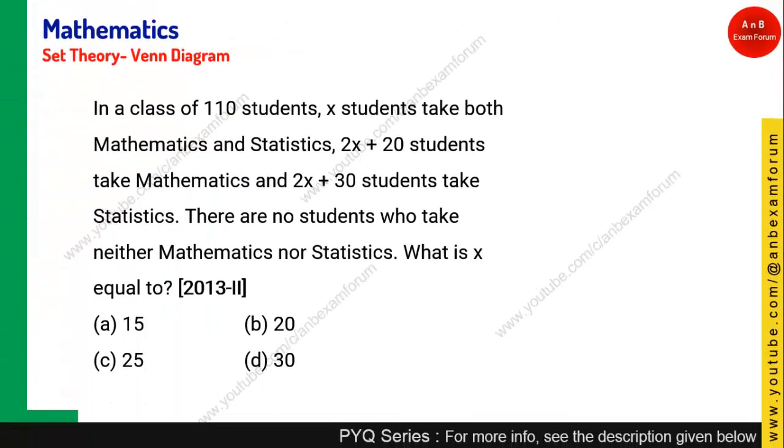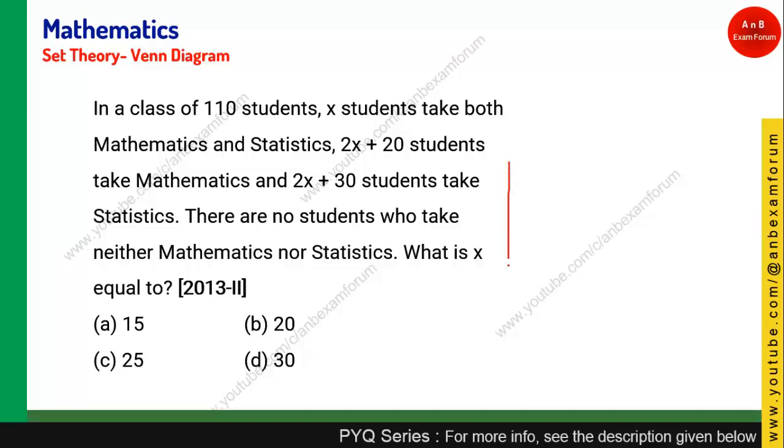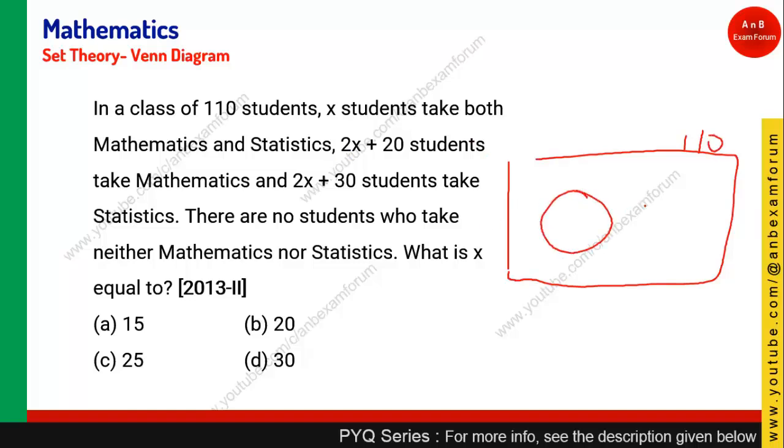Coming to the next question, it is a great question. Let's see who can give the answer. Students, again in a class of 110 students, so the universal set is 110, and X students take both mathematics and statistics. So basically there are 2 sets, mathematics and statistics. 2x plus 20 take mathematics, 2x plus 30 take statistics. No student takes neither mathematics nor statistics. What is the value of X?